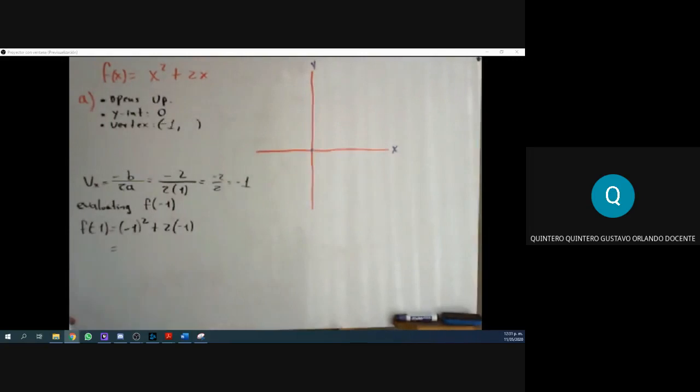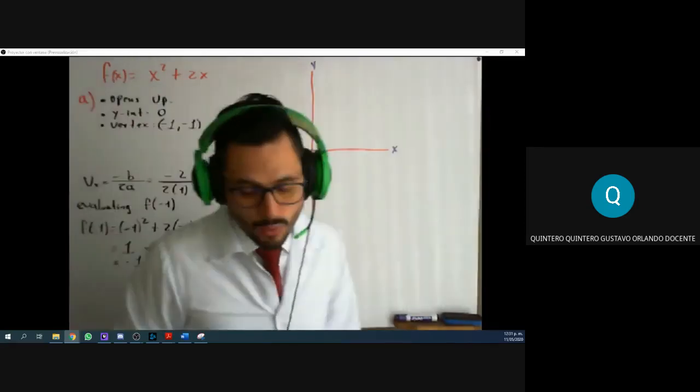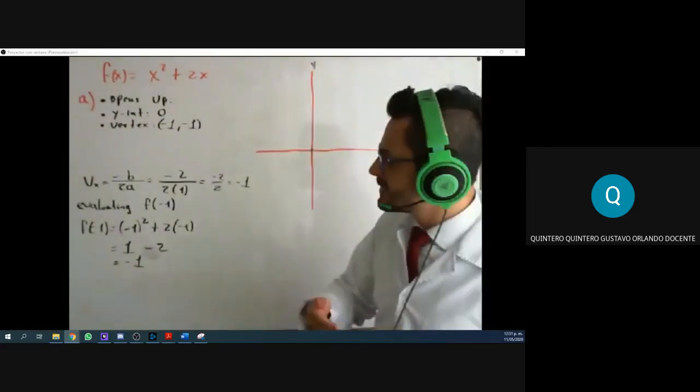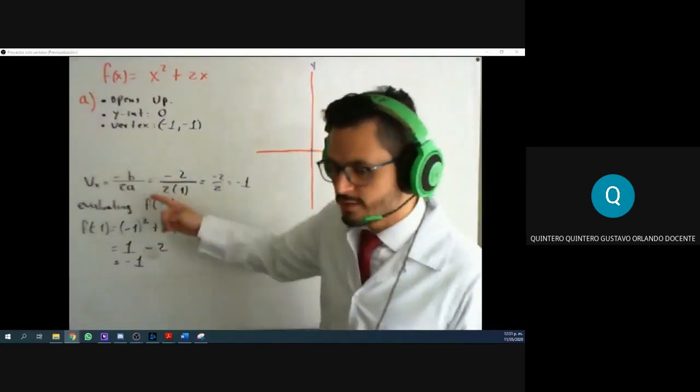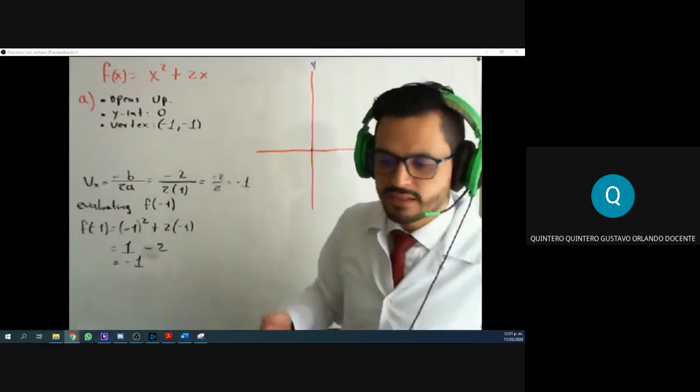All right, negative 1 squared will be positive 1. And in here we have plus 2 times negative 1, which is negative 2. So 1 minus 2 will be negative 1 as well. Look at that. What a coincidence. The value of x and the value of y are both negative 1. That is a coincidence, right? The other exercises that we have done for the vertex give us different values of x and y. In this case, we have negative 1 and negative 1.